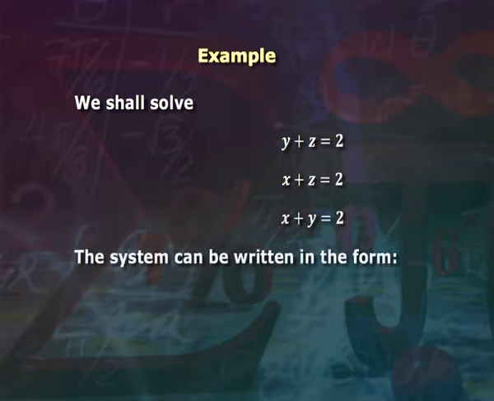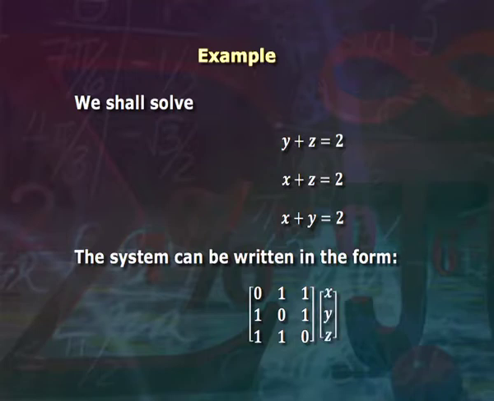The system can be written in the form of the matrix 0, 1, 1; 1, 0, 1; 1, 1, 0 multiplied by the column vector x, y, z equal to 2, 2, 2. Here one can check that the determinant of A is equal to 2. Hence, the matrix is non-singular and therefore invertible.